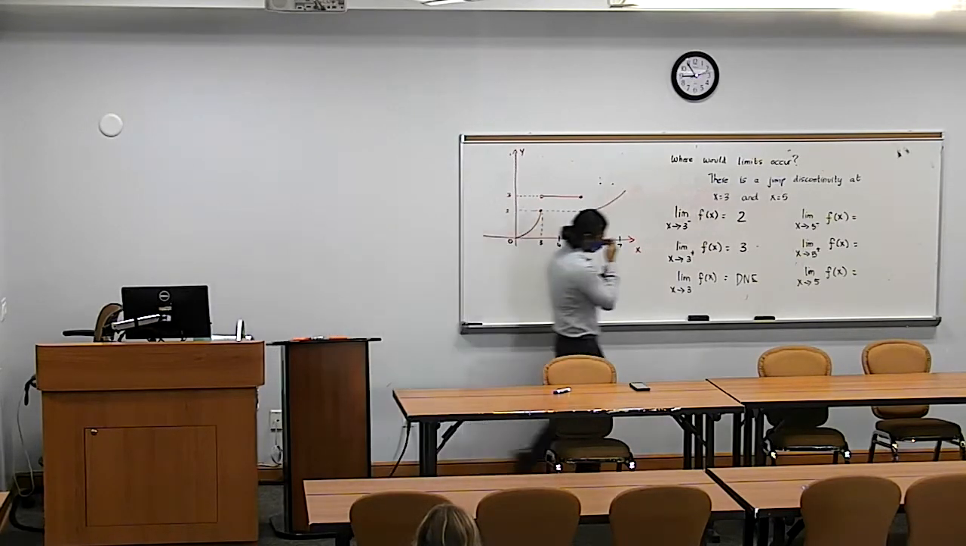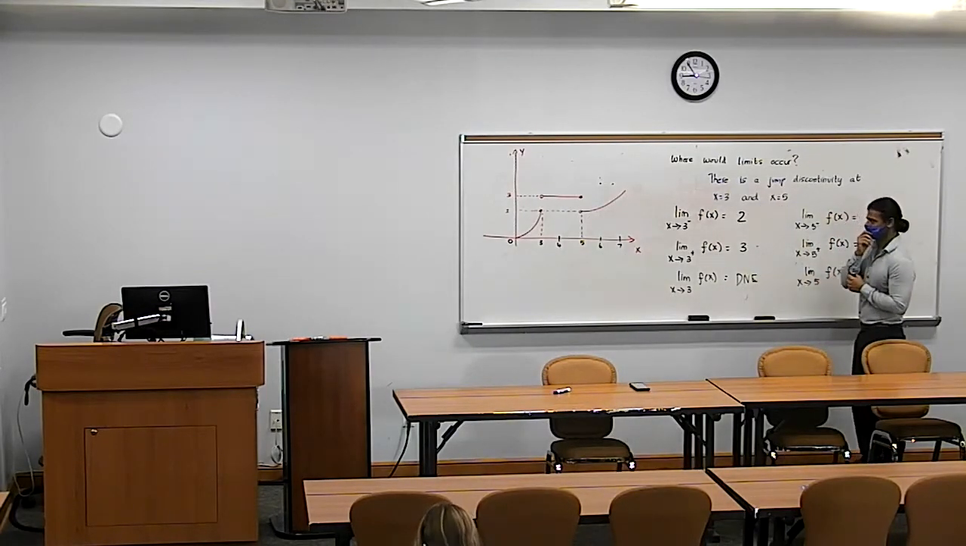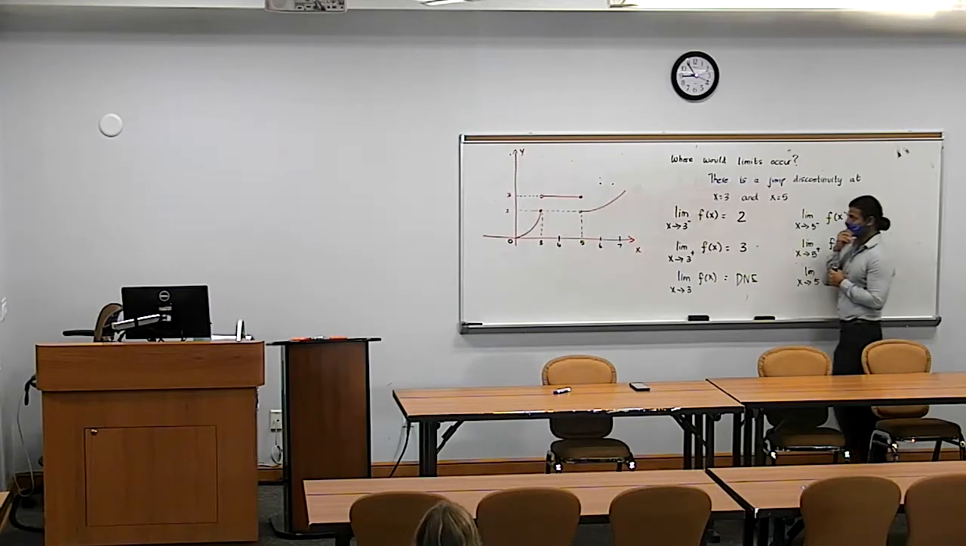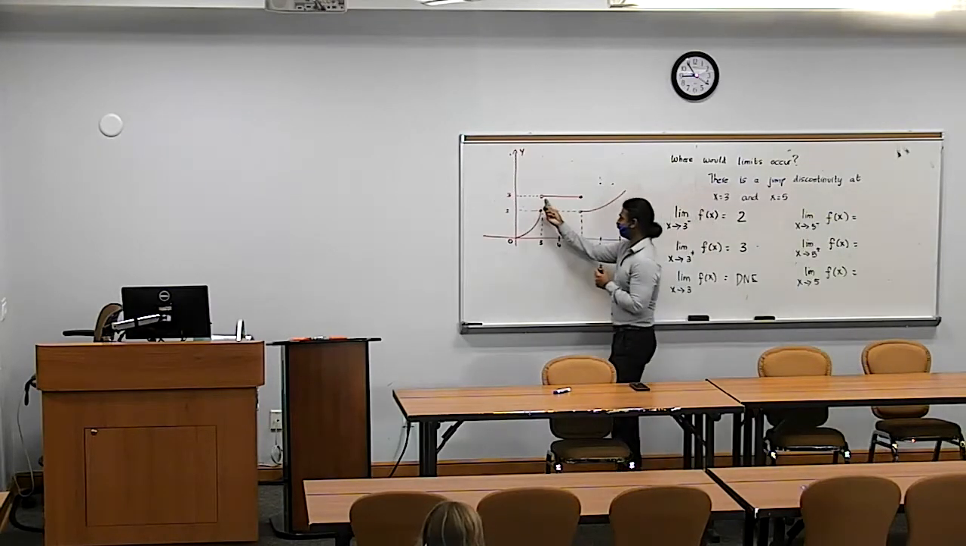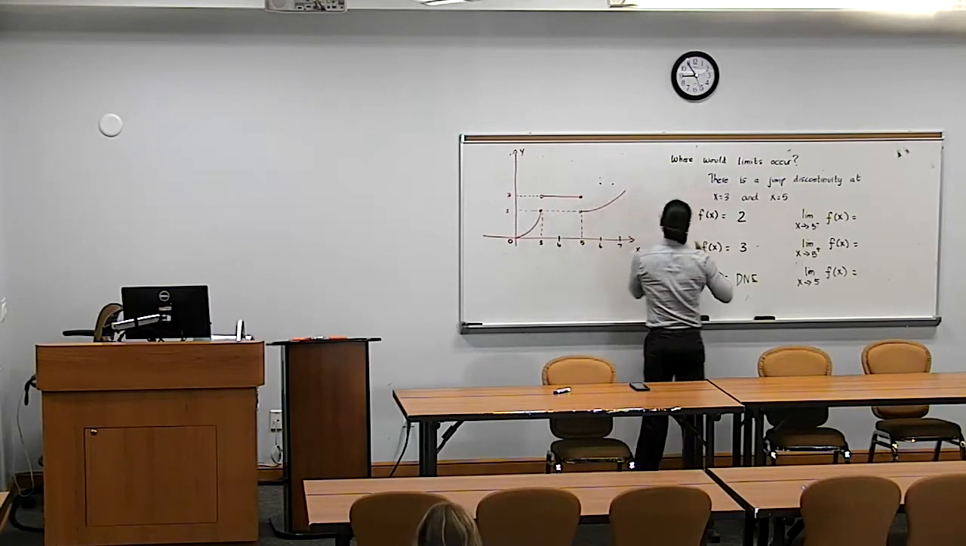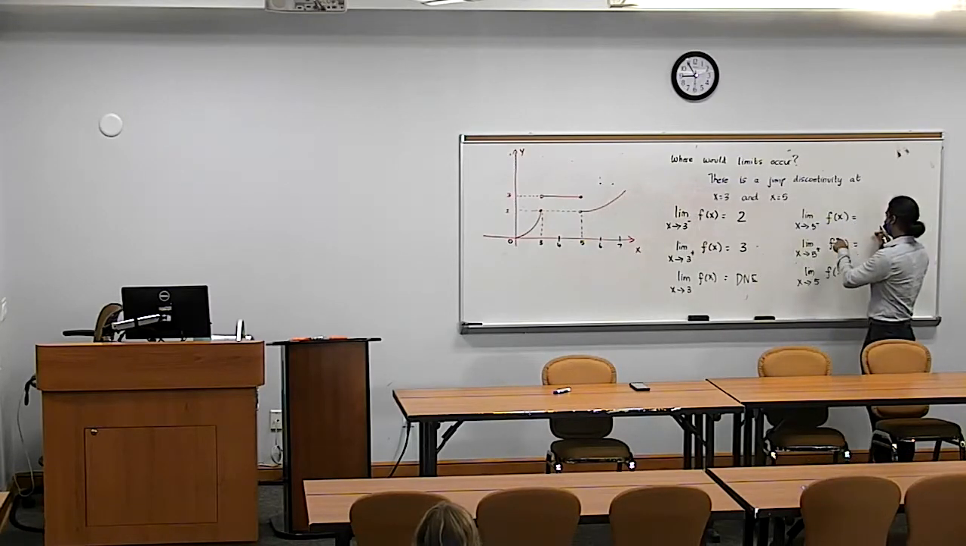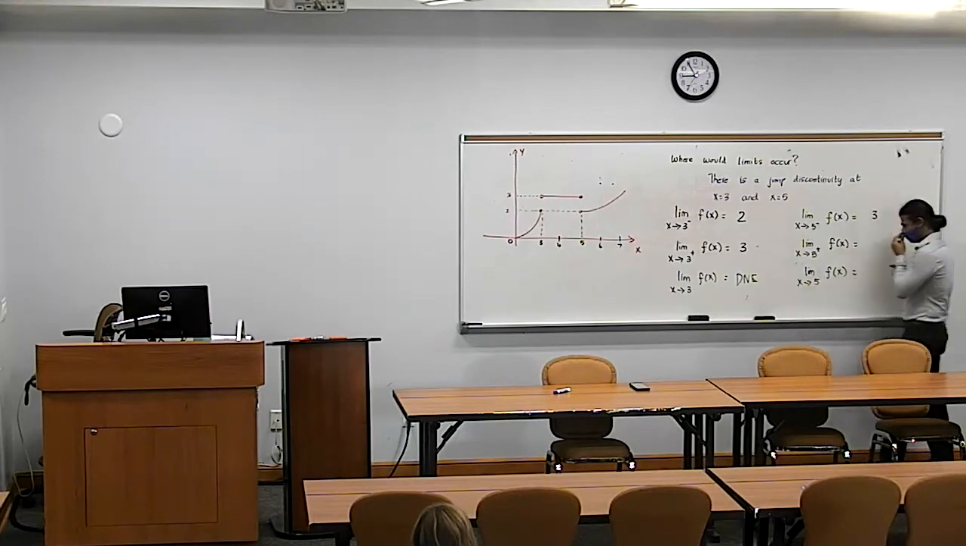Limit as x approaches 5 from the left-hand side. It would be 3. So as you get closer and closer to 5, the value of y is 3. So the limit of the function as x approaches 5 from the left-hand side would be 3.